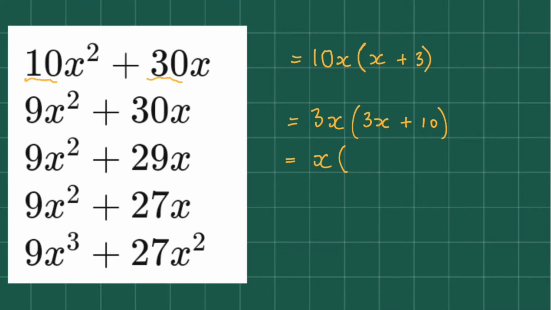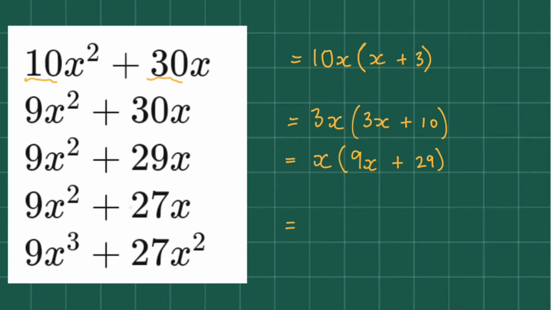And what we do is divide by what we took out. So 9x squared divided by x is 9x. And then 29x divided by x is just going to leave us with 29. It looks really weird because technically what should be in the brackets is the smallest, generally what you see. But that's fine. Now let's have a look at a different one.